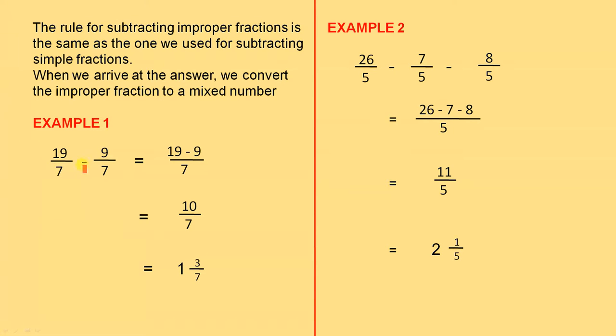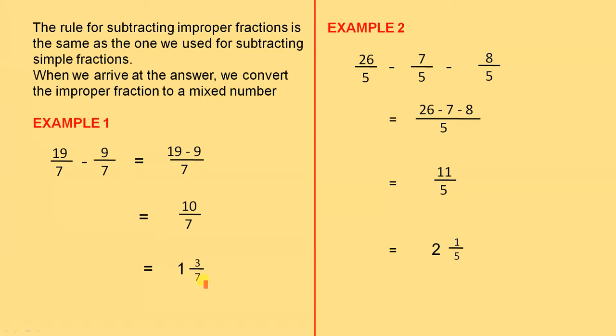So example 1, we've got 19 over 7 minus 9 over 7. You notice that the denominators are the same, so we subtract the numerators. So we have 19 minus 9 all over 7. 19 minus 9 is 10, so that gives us 10 over 7. And all we do is convert this improper fraction to this mixed number here. 7 into 10 goes once, remainder 3, so the answer is 1 3/7.